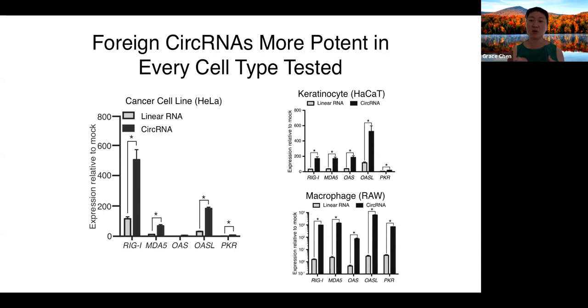We wanted to know what was happening here, because as I mentioned at the very beginning, eukaryotes are expressing thousands of different circular RNAs, and those cells are not all undergoing inflammation or an inflammatory response. So we hypothesized that maybe proteins that are associated with self circular RNAs may be different and distinct from the proteins that are associated with foreign circular RNAs.